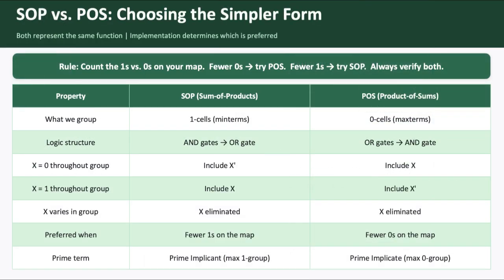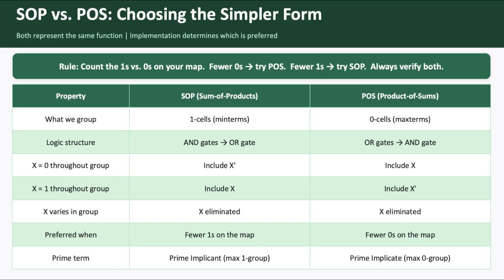This comparison table consolidates the complete duality between SOP and POS minimization. Both forms represent exactly the same Boolean function. The choice between them is purely a matter of circuit efficiency, which form produces fewer terms and fewer literals. The decision heuristic: count the 1s and 0s on your K-map. If there are fewer 0s than 1s, you will likely need fewer groups to cover all 0s, making POS simpler. If there are fewer ones, SOP is likely simpler. But this is only a heuristic. The actual group structures matter more than the raw counts, so always verify both forms when the counts are comparable.